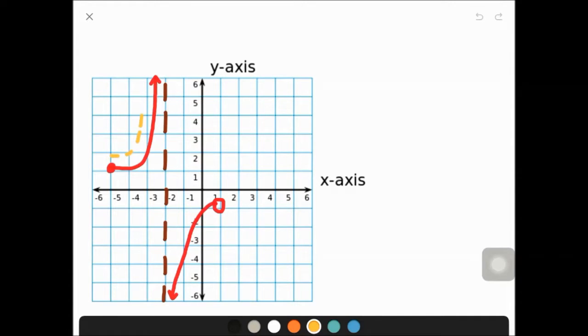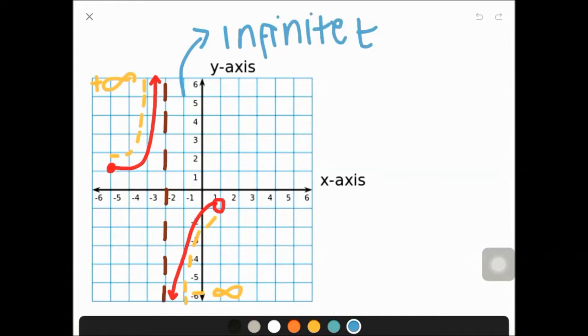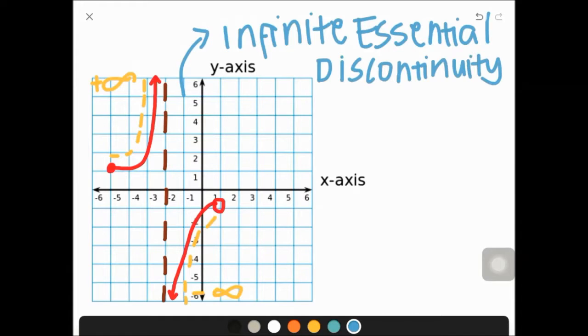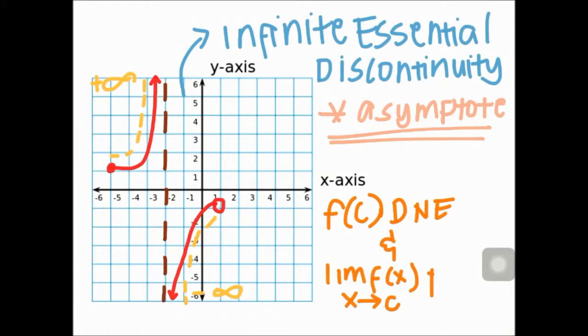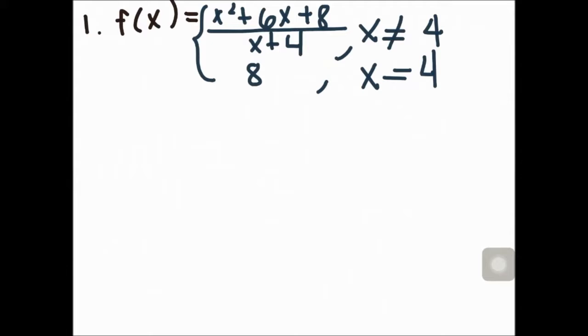Lastly, in this example, if we trace the first graph, it approaches positive infinity, and the other one approaches negative infinity. This is then an infinite essential discontinuity. As you can see, the appearance of an asymptote is very evident, making it infinite. Both f of c and the limit of f of x as x approaches c do not exist. If there is no graph given, we evaluate by solving.